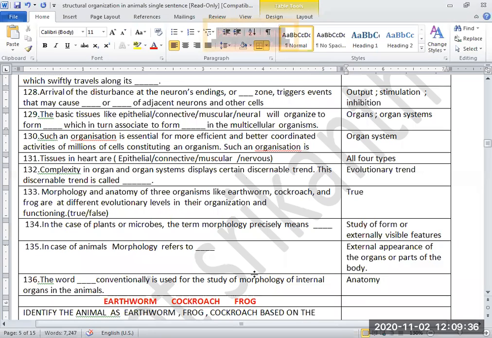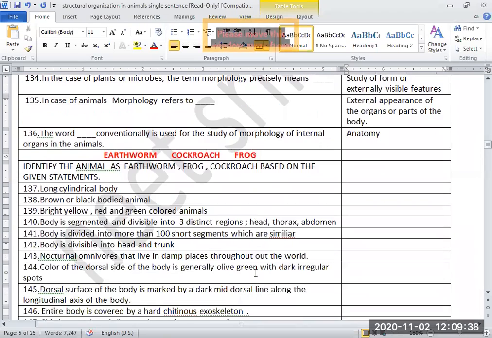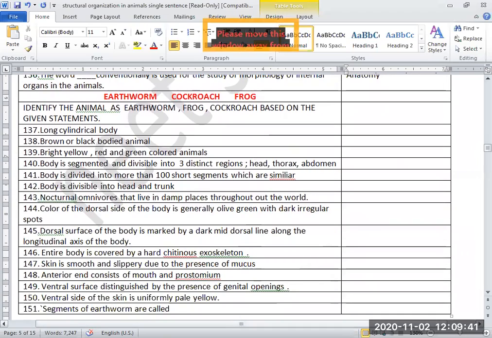We'll make it a part 2, where we go with the earthworm, cockroach, and frog questions. These questions are a little different because we are learning earthworm, cockroach, and frog in the form of a comparative study: a basic animal from invertebrates and their development within the invertebrates itself. Cockroach is a little more developed than earthworm, and then a model animal from the vertebrates, the frog, is taken. That's why comparative study is very important. By looking at the characteristic features, we should recognize that particular animal as earthworm, cockroach, or frog.